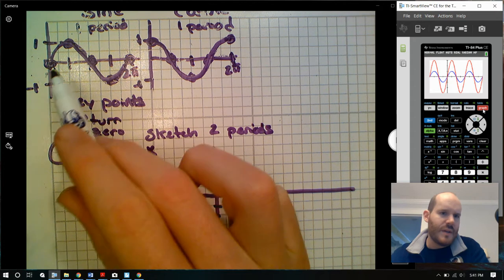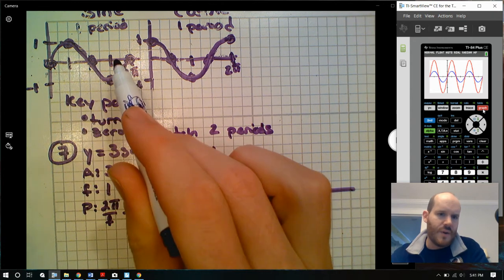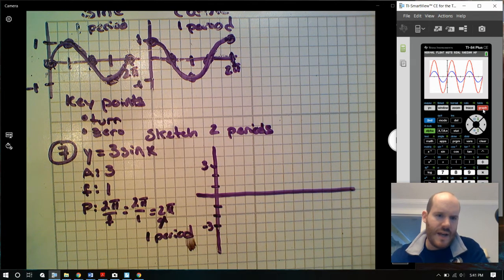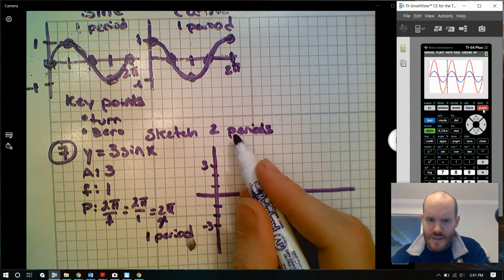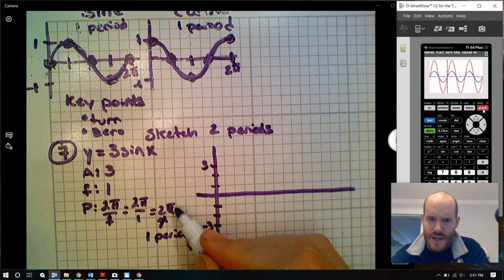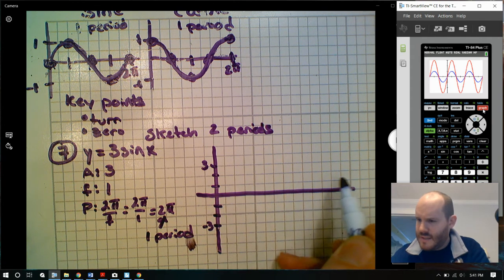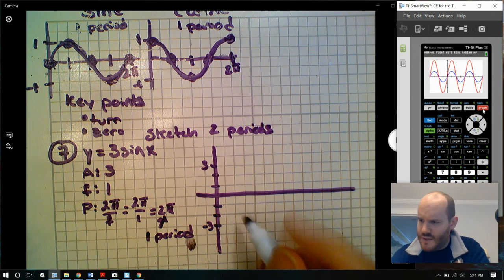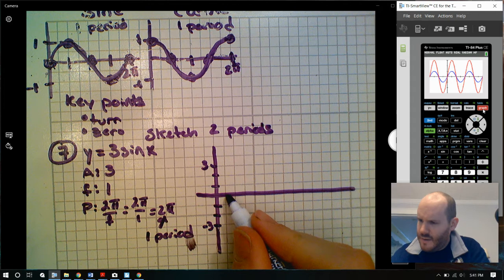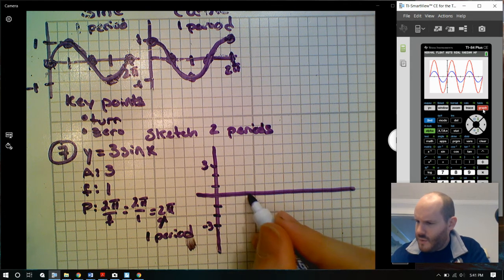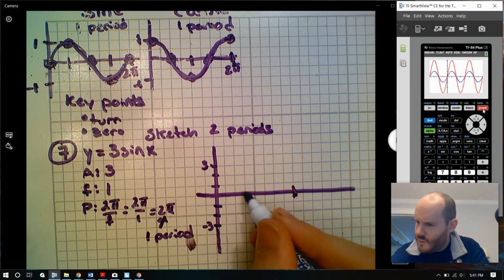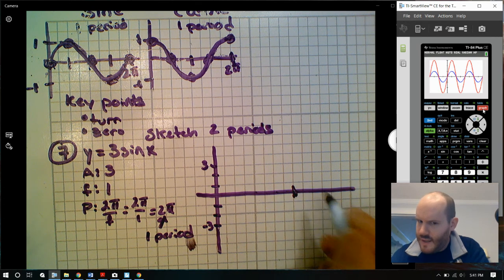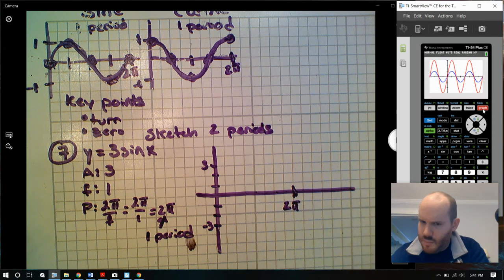And that amplitude is the deviation from that axis or that average value. In the x direction, if I want to graph 2 periods, and each period has a length of 2 pi, I'm just going to count out enough boxes so that I can get 2 periods in here. So I'm going to go maybe 8 boxes. 1, 2, 3, 4, 5, 6, 7, 8. I'm going to call that 2 pi, so that's where 1 period will end.